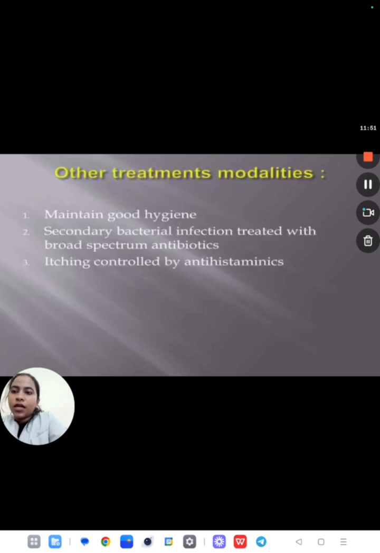Other treatment: good hygiene is needed. Secondary bacterial infection is treated with broad-spectrum antibiotics. Then itching is controlled by antihistamines.